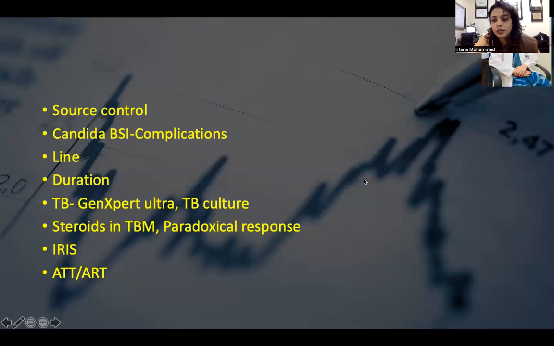When an HIV patient is having TB as well, the first drug you need to start is ATT, and after 3 to 4 weeks, depending upon the response, you will start ART.